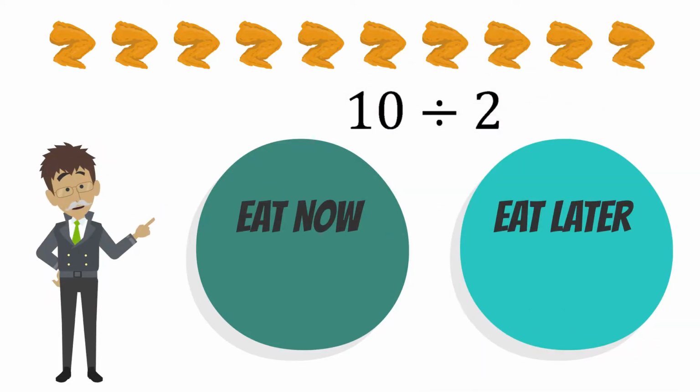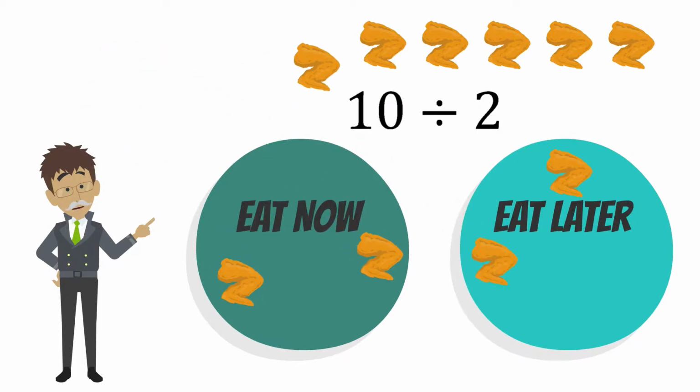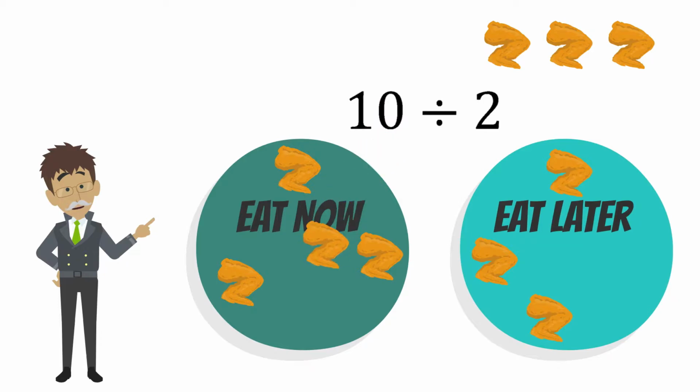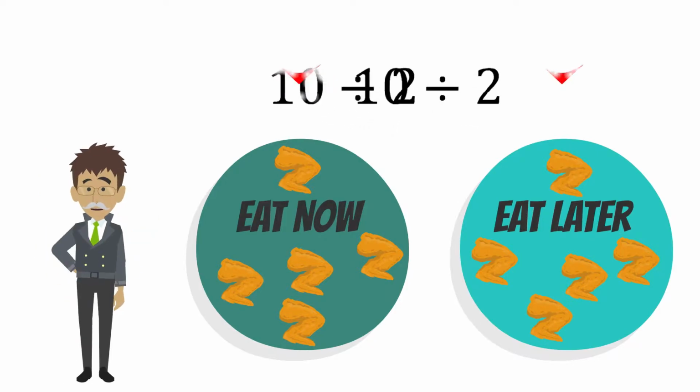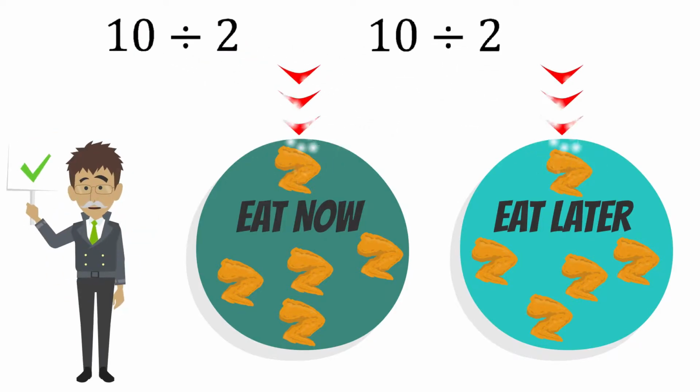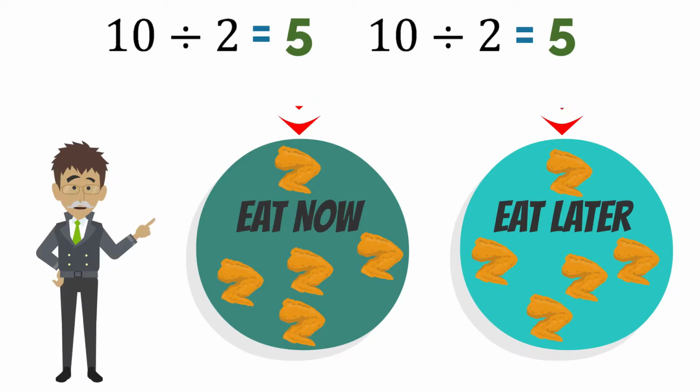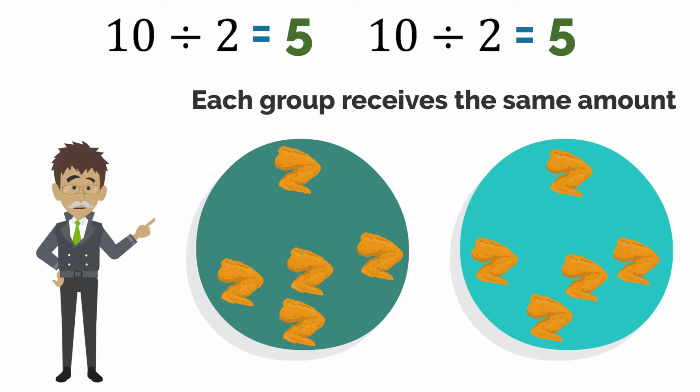The idea of fair sharing is that I distribute the chicken wings until either there are none left or not enough for every group to receive one. Sharing the 10 chicken wings means that each group receives 5 wings. This makes sense to us as we understand sharing fairly at a very early age.